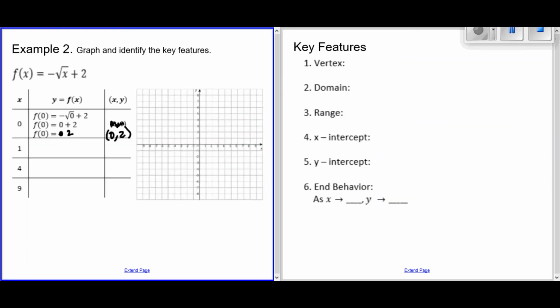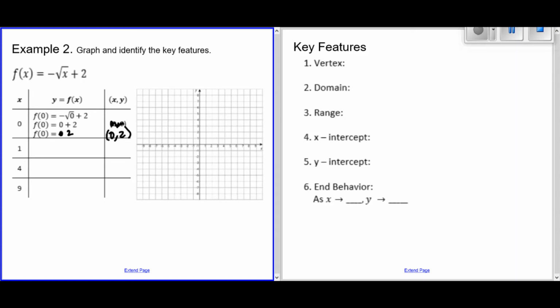So example 2, graph and identify the key features. So we have f of x equals negative square root of x plus 2. I went ahead and gave you the x values, and then you needed to find the y values. So when x is 0, when I plug 0 into this equation, I get negative square root of 0 plus 2. Well, the square root of 0 is 0. So I'd have 0 plus 2, which is just 2. So my ordered pair here is 0, 2.